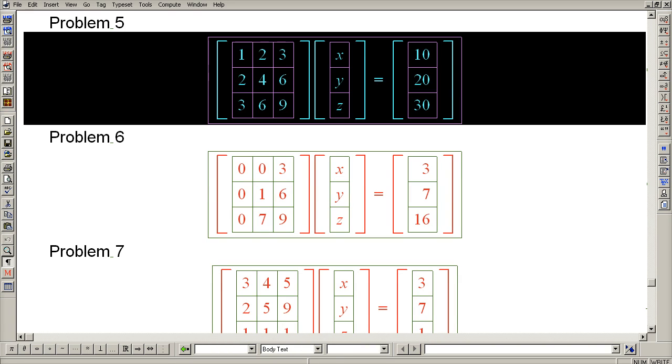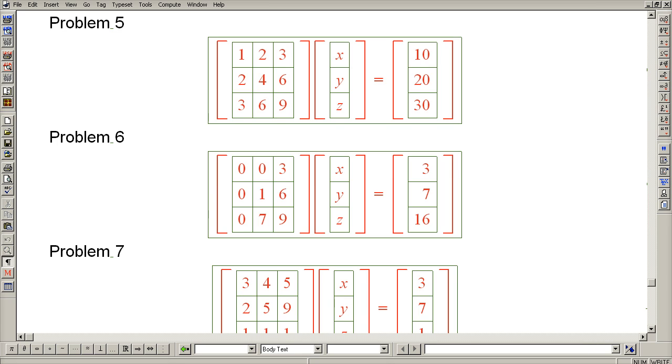Problem 5. I included this problem because it might be one of those problems that's so simple it actually ends up being confusing. I think in this problem, we see right off the bat that the second column is twice the first, and the third column is 3 times the first, and also the right-hand side is 10 times the first column. So all of the relationships among the columns are evident to begin with.